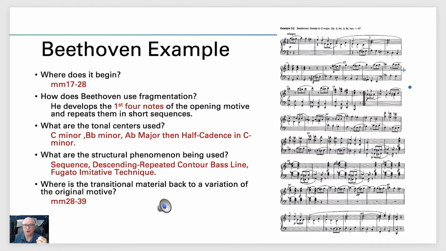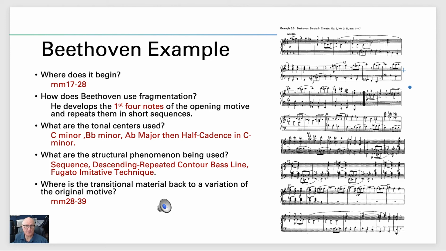Let's listen to Beethoven and watch what he does. Now the development begins here in measure 17, goes through 28. Listen how he uses fragments of the first four notes. And I'm kind of answering these questions before we get into it. The tonal centers you're going to hear are C minor, B flat minor, A flat major, and then a half cadence in C minor. And then we ask ourselves, what are the structural phenomena being used?